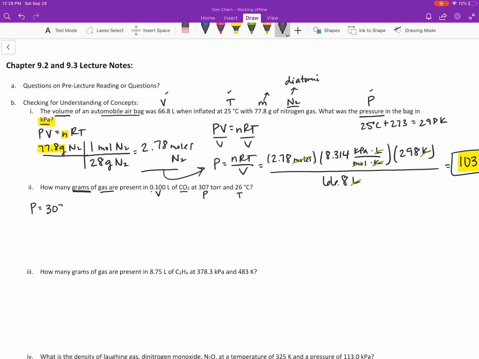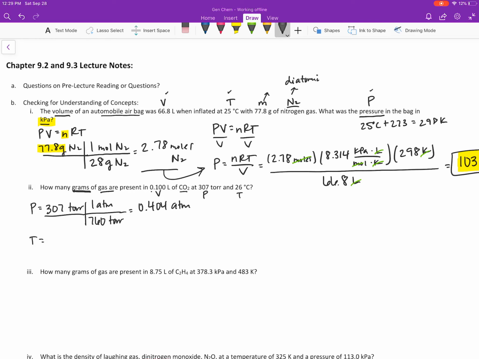So pressure is 307 torr. I either need to convert it to atmospheres or kilopascals. I prefer atmospheres because I know that ideal gas constant a lot better. It's more familiar to me. So I'm going to go ahead and convert the torr by dividing by 760, which will give me that pressure in atmospheres. Okay, so 0.404 atmospheres. And then let's go ahead and convert the Celsius to Kelvin. And that's going to be 299 Kelvin. So everything else should be good.